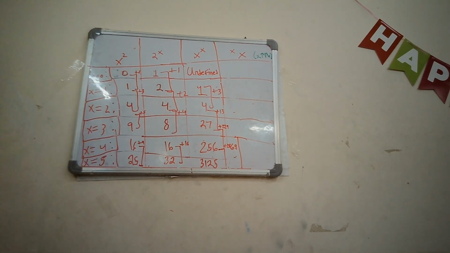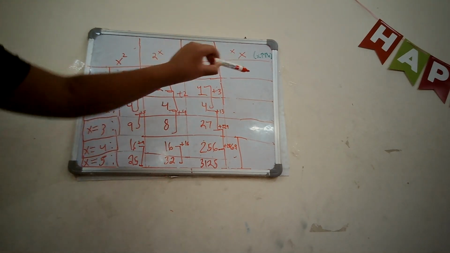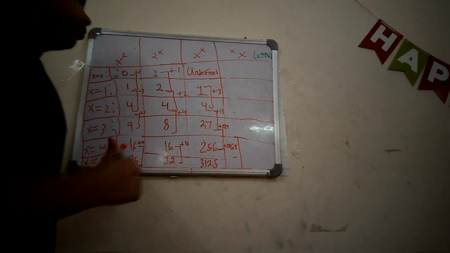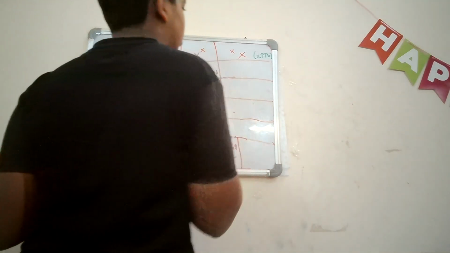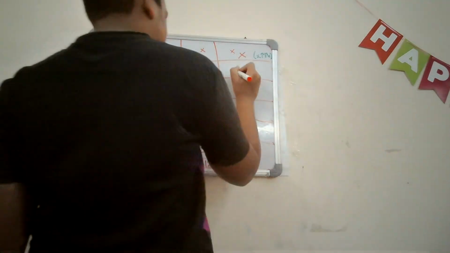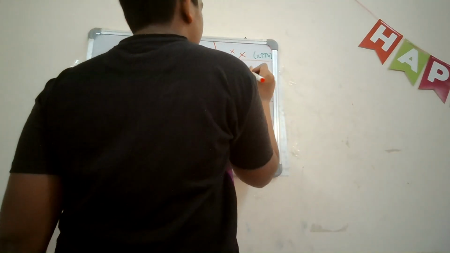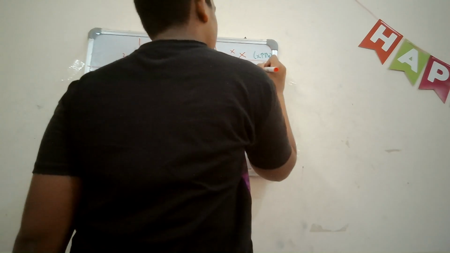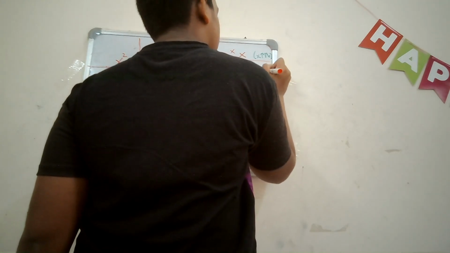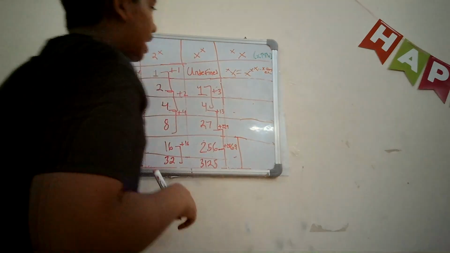So basically, in conclusion, what's happening is the growth is getting big. Very big. And if you come over to here, x tetration basically means x to the power x, x times. But this is big.